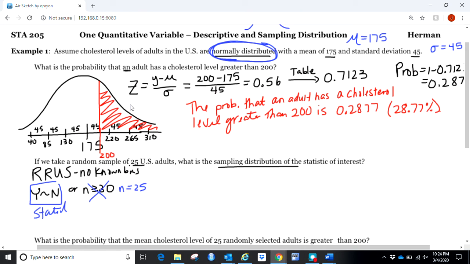So since the conditions are met, I will be able to say that the sample mean will be approximately distributed normally. And then again, we need to come up with the mean and the standard deviation. So the mean of y bar is just whatever that population mean is. So that's just going to be our 175.